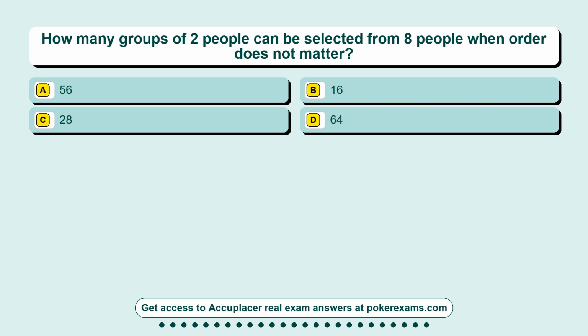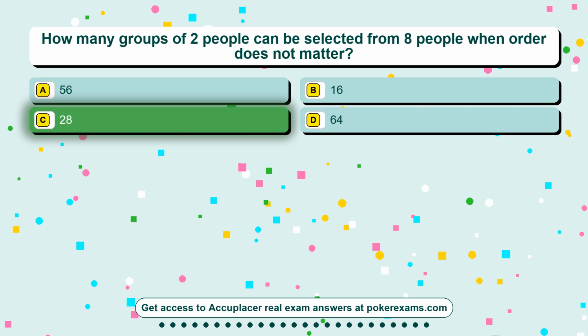Question 13. How many groups of 2 people can be selected from 8 people when order does not matter? Option A, 56. Option B, 16. Option C, 28. Option D, 64. The correct answer is option C, 28.